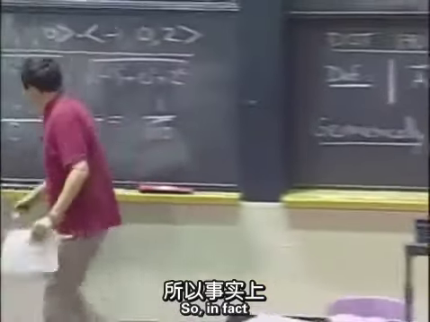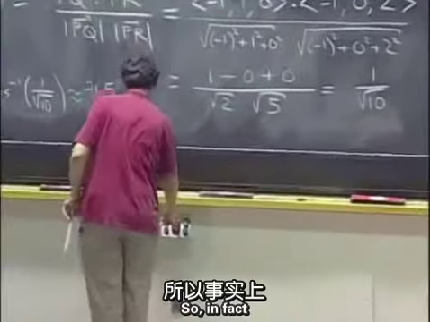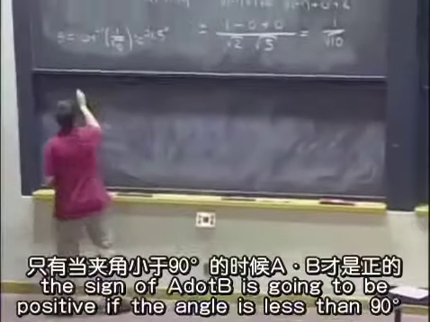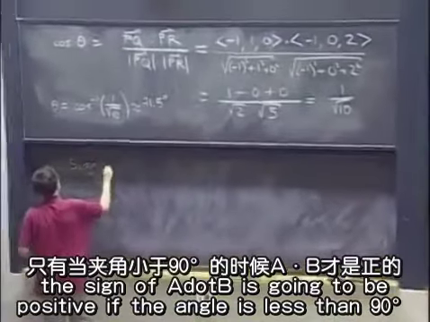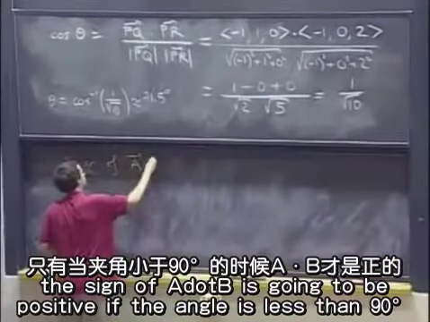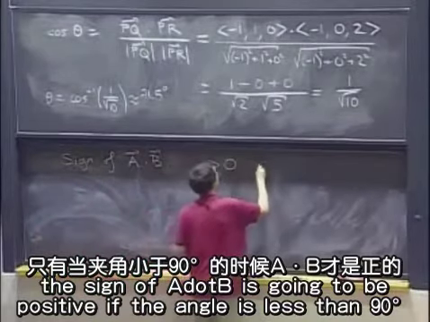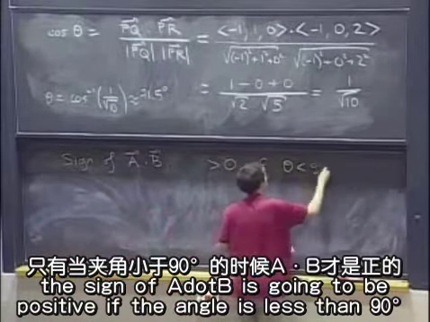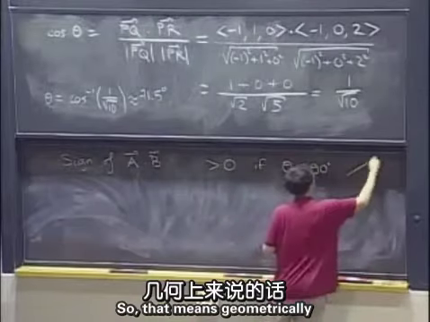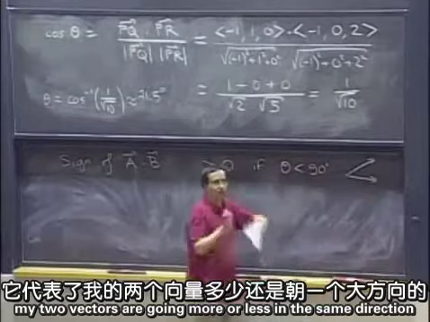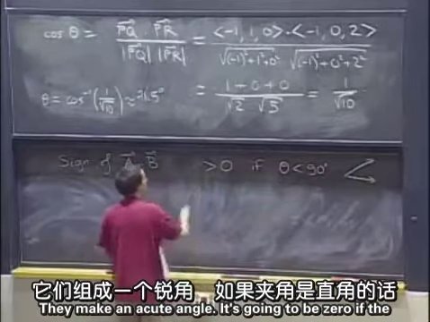So in fact, the sign of A dot B is going to be positive if the angle is less than 90 degrees. That means geometrically, my two vectors are going more or less in the same direction. They make an acute angle.